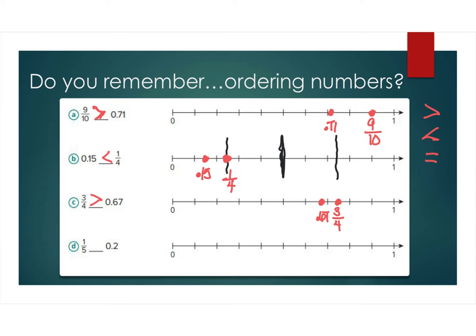So we have 1/5. We're going to need to split this into fifths. So I have 5 sections there. So 1/5 would be at the first section. And then 0.2, that is also at the first section. So those are equal.